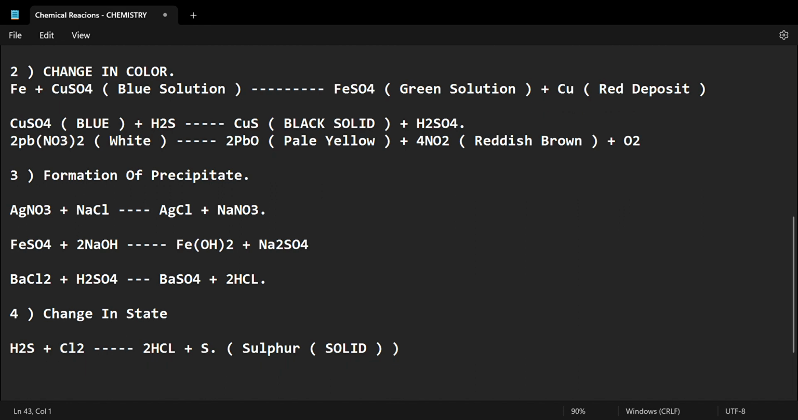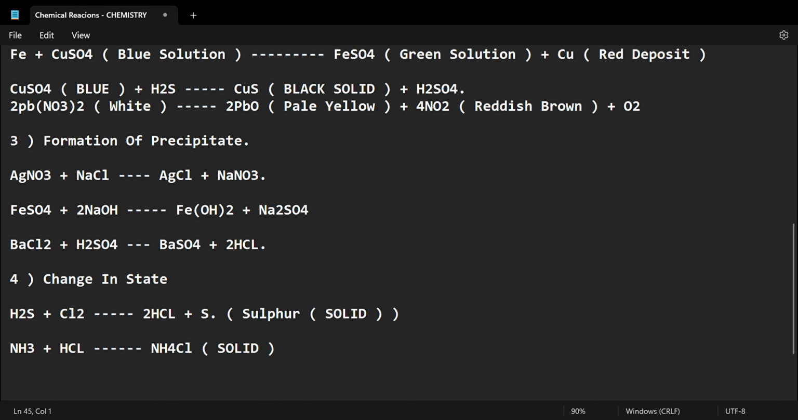The second and the last one which we will learn about change in state is when ammonia is mixed with hydrogen chloride, it becomes ammonium chloride. The formula of ammonia is NH3, plus HCl, hydrochloric acid, becomes NH4Cl, which is solid. It is ammonium chloride. This is ammonia, hydrochloric acid becomes ammonium chloride.